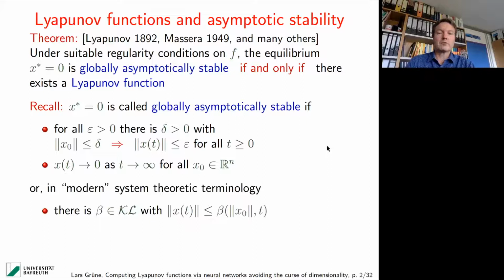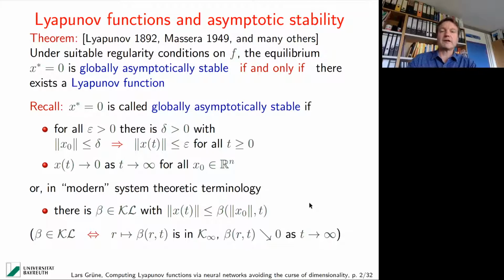Again, there is a modern control or system theoretic terminology which uses a so-called KL function, and it just combines all these inequalities here into one single inequality, and then, of course, the qualitative behavior sits in this KL function. So a KL function is a function which is in K-infinity in its first argument and decreasing to zero in its second argument.